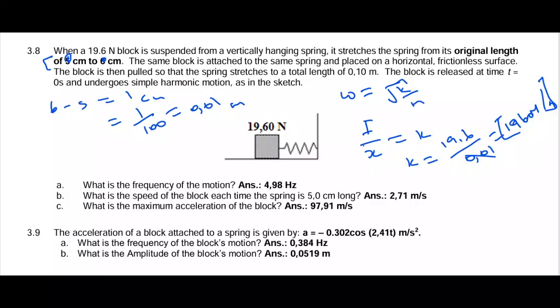So let's check the next question. The next question says, what is the speed of the block each time the spring is 5 centimeter long? So now we need to find the speed when the spring is 5 centimeter long. Remember 5 centimeter from this part here.